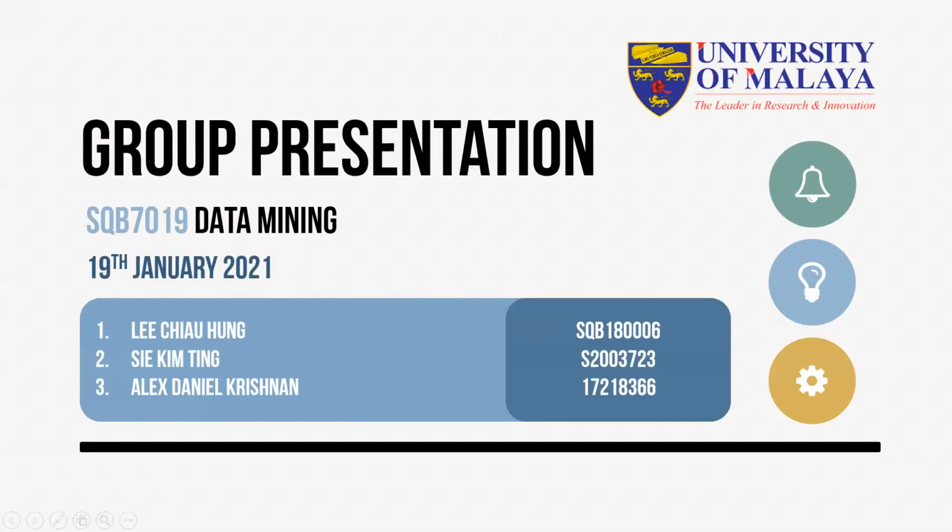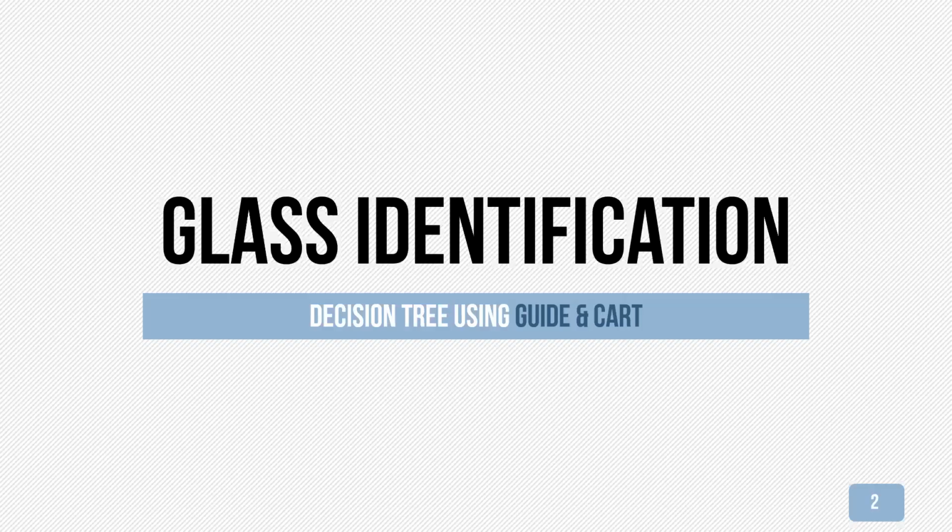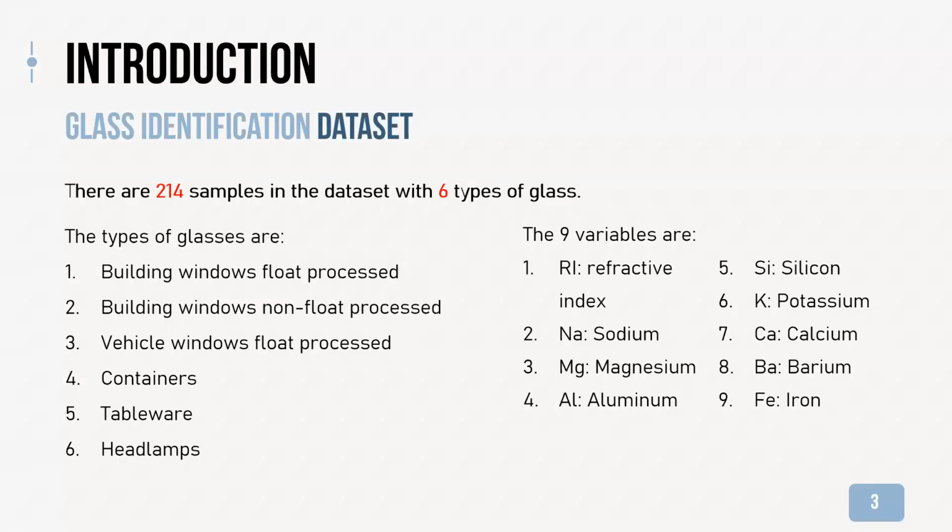Okay, well, we were given the glass data set, and I am Alex Enel, and my group members are Lee Chia Hung and Si Kim Ting. So today we're going to focus more on the decision tree using guide and card. Before moving forward, I would like to recap a bit on the glass identification data set. This study is about the classification of types of glass in criminological investigation. At the scene of the crime, the glass left can be used as evidence if it can be correctly identified. So there are 214 samples, the data set with 6 types of glass and 9 variables, which is shown below.